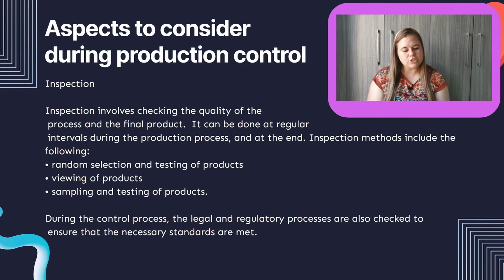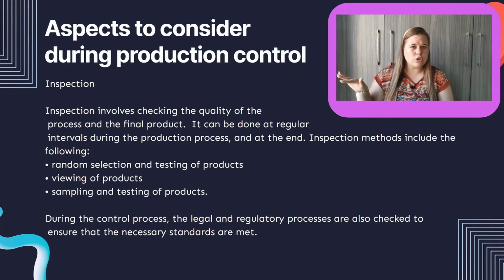Inspection. Inspection involves checking the quality of the process and the final product. It can be done at regular intervals during the production process, and it can be done at the end. Inspection methods include the following: random selection and testing of products, viewing of products, and sampling and testing products. During the control process, the legal and regulatory requirements are also checked to ensure that the necessary standards are met.